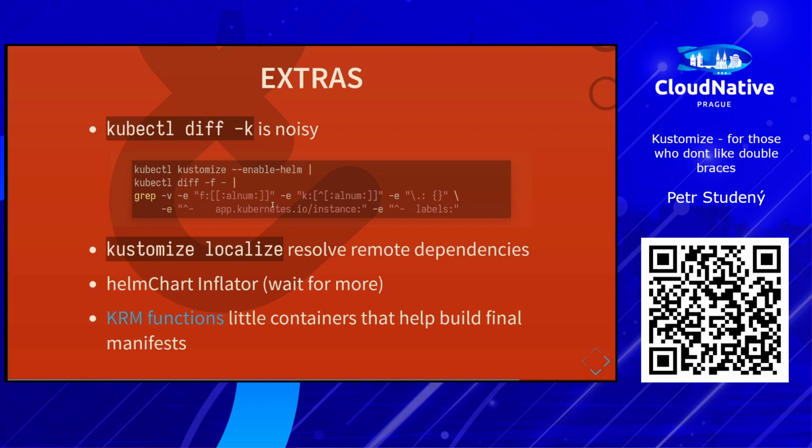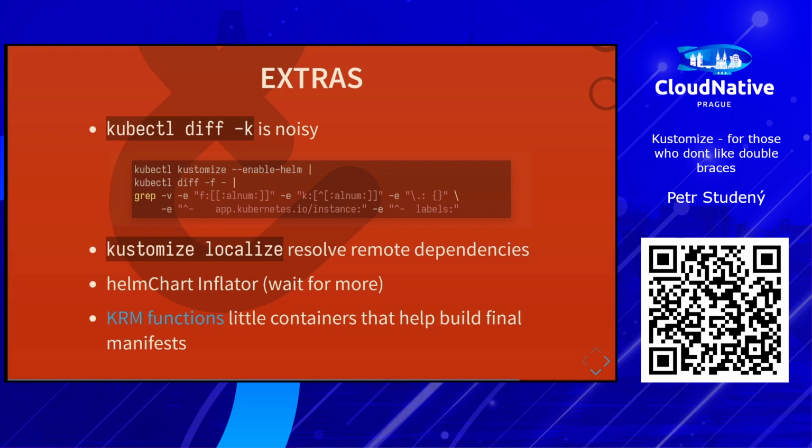You can see that if you would like to use Helm inside Kustomize, you have to enable it with this argument. There is kustomize localize, which is a quite recent new command. And as I said, you can use resources that are remote.